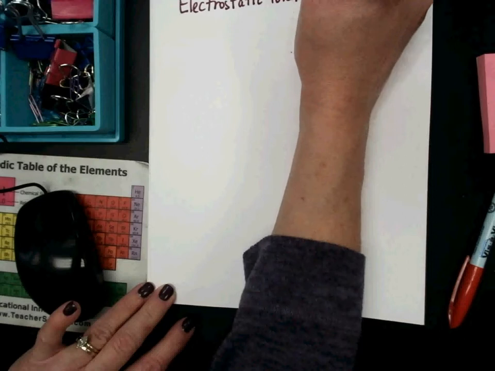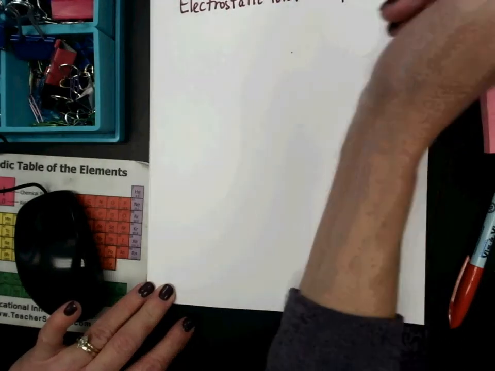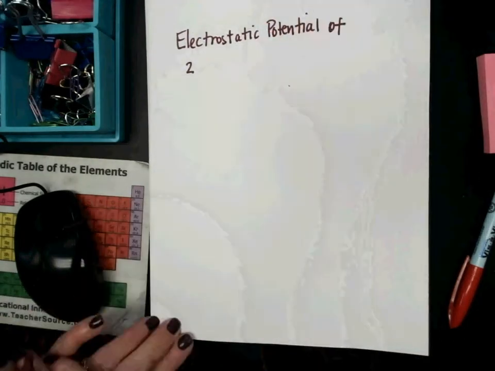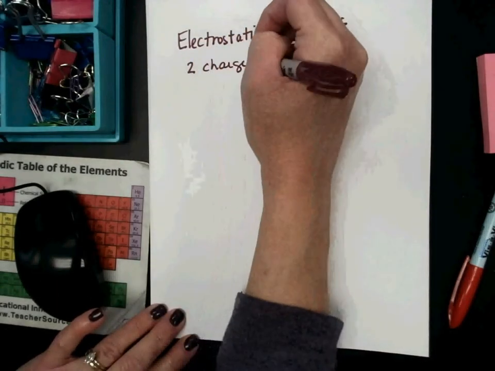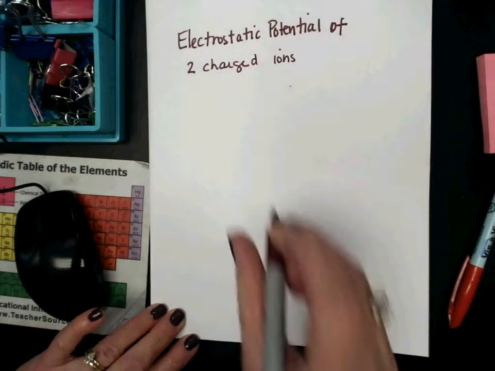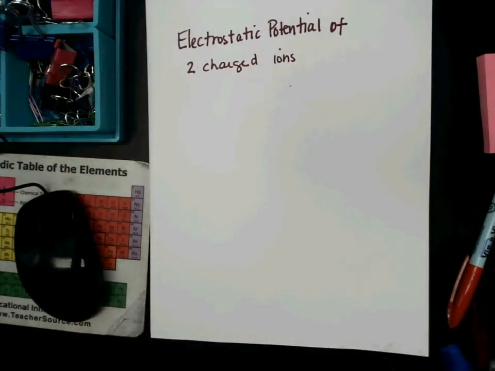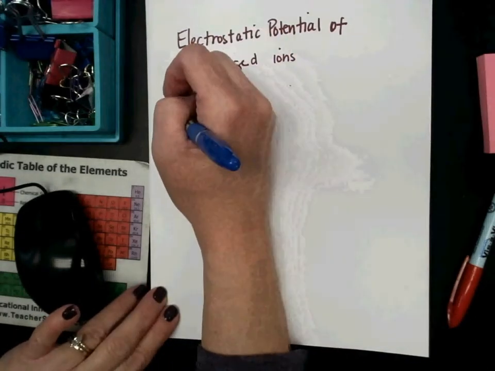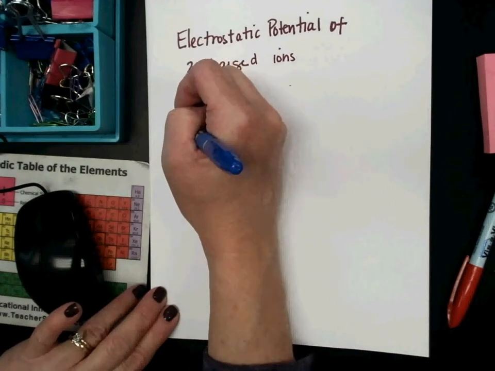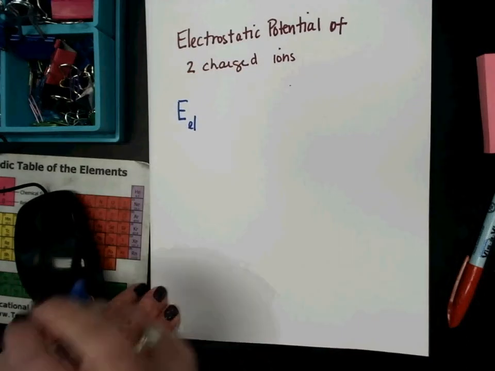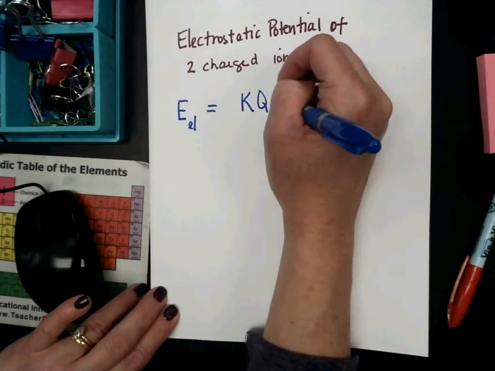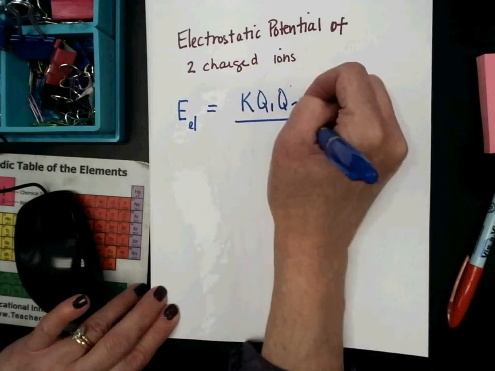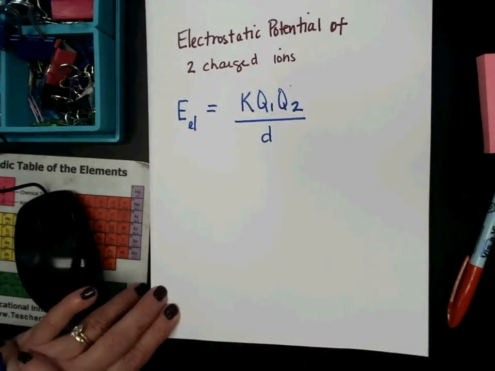potential of the two charged ions. And when we do this, we actually have a formula that we can plug some things into. E, which is energy, E sub EL stands for electrostatic, is equal to, and I'm just going to give you this to begin with, K, Q1, Q2 over D.